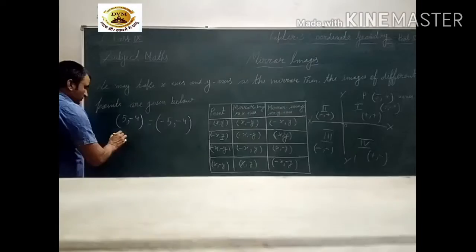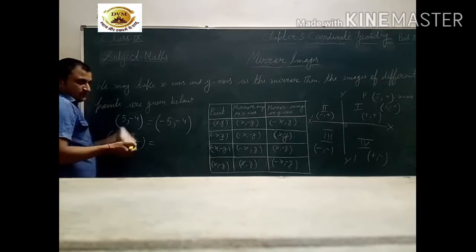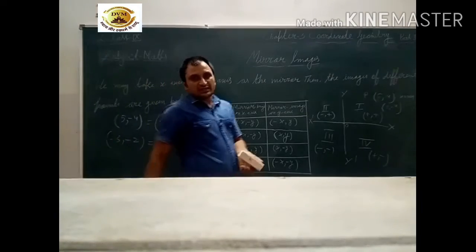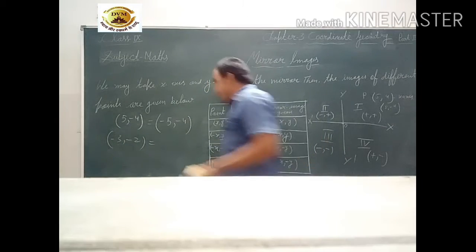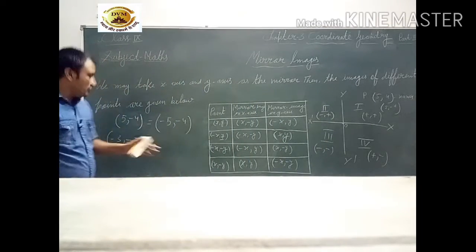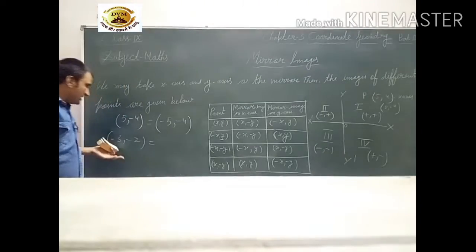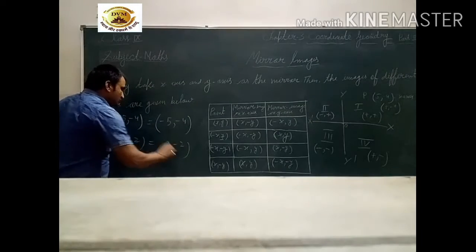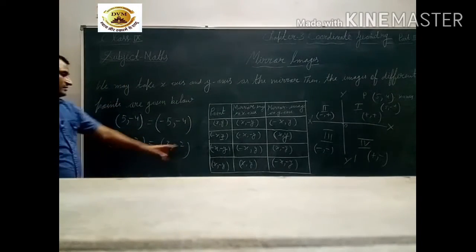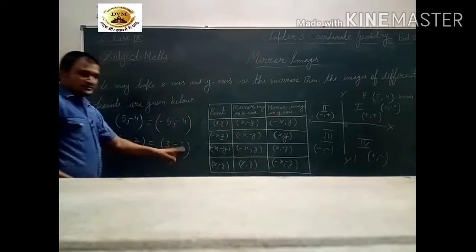Okay, now minus 3 comma minus 2. What is the mirror image of the given point minus 3 comma minus 2 in y axis? I have told you, in y axis we have to change the sign of the x coordinate. So 3 comma minus 2. You can see the table, plus or minus, plus and minus.